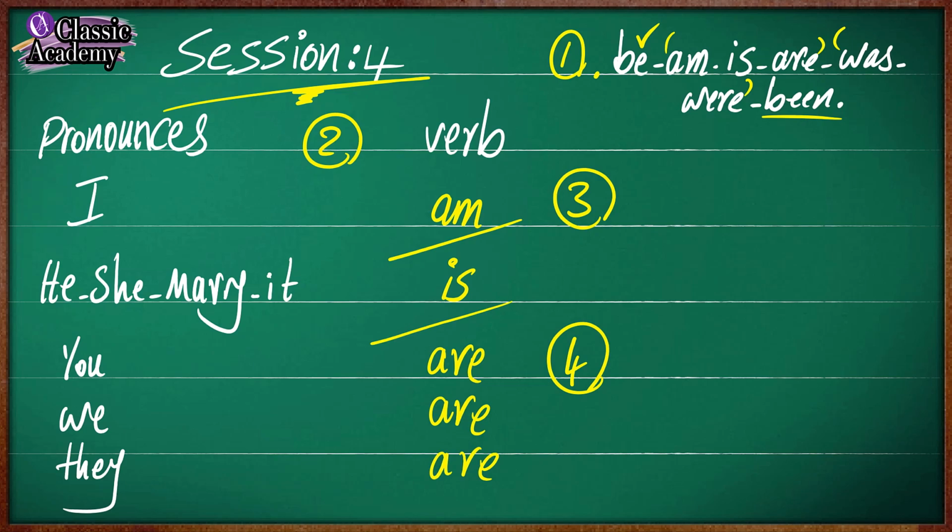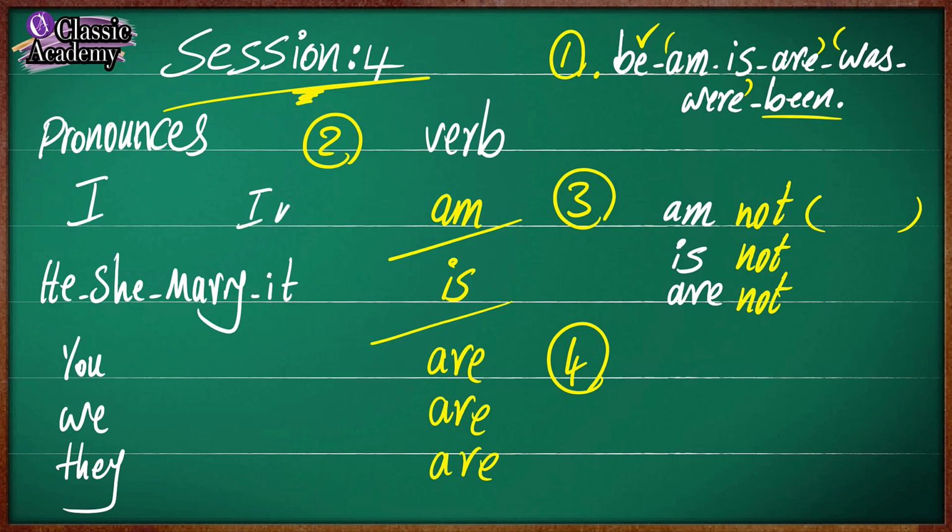Well, the third one is that we can simply add not to this verb and make it negative. For instance, am not, is not, and are not. This is very, very interesting because it's very easy. You can also make it short. This is particularly about to be. Okay, look at the lesson in the book. You will see that it's very simple. It shows exactly. For I am, you can say I'm. If you are going to make the sentence negative, you can say I'm not.